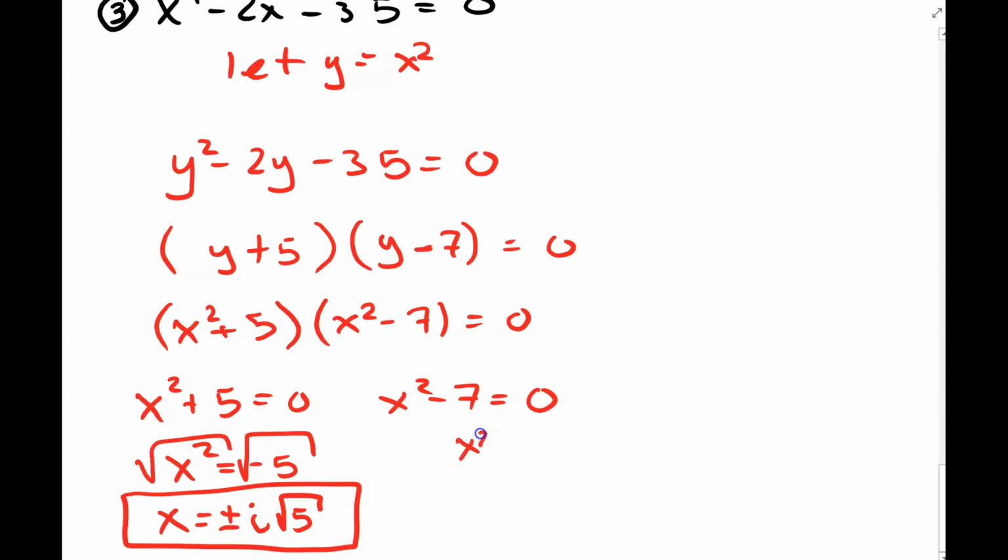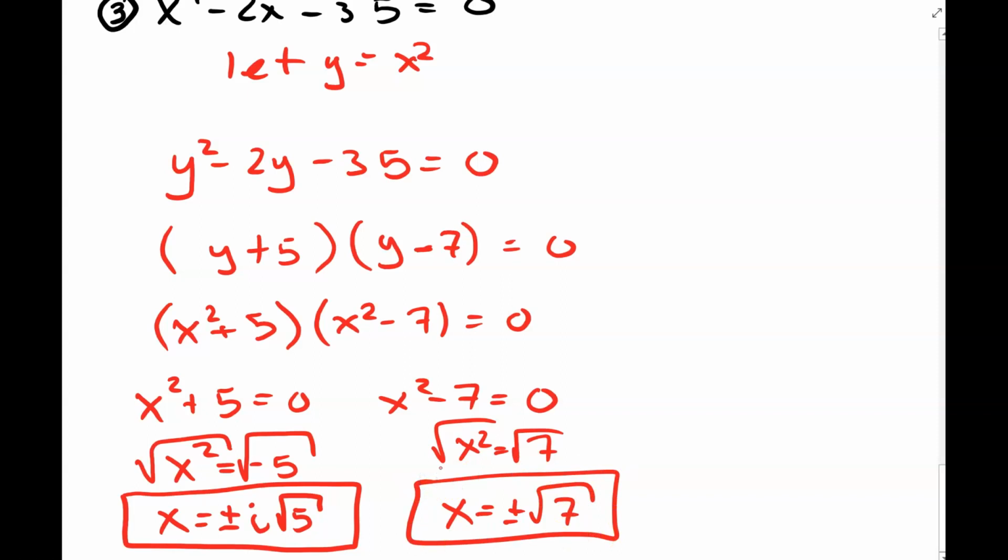Let's do the same thing then for this one, right? So we'll add 7. We'll square root both sides. Can I simplify the square root of 7 at all? No, because 7 is a prime number. I know that I'm done. So those are my 4 answers. Plus minus i root 5 and plus minus root 7.